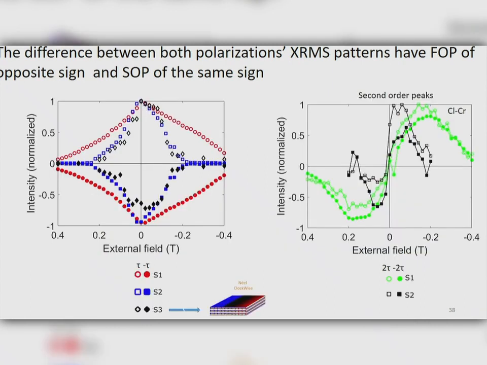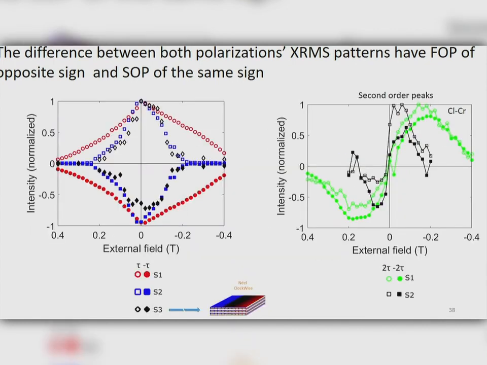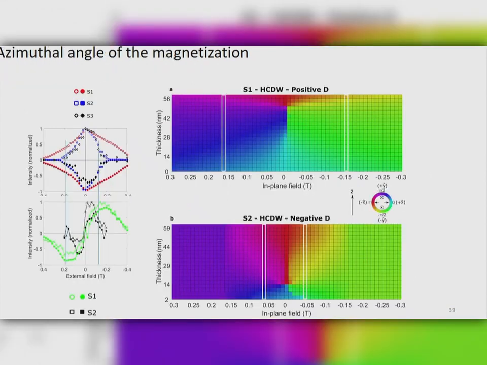How this is seen in a graph: one of the peaks, for example, you can see here the minus T and the plus T have opposite signs for all the fields, but the second order peaks have the same sign, and they change sign when the field changes sign. So what does this mean?